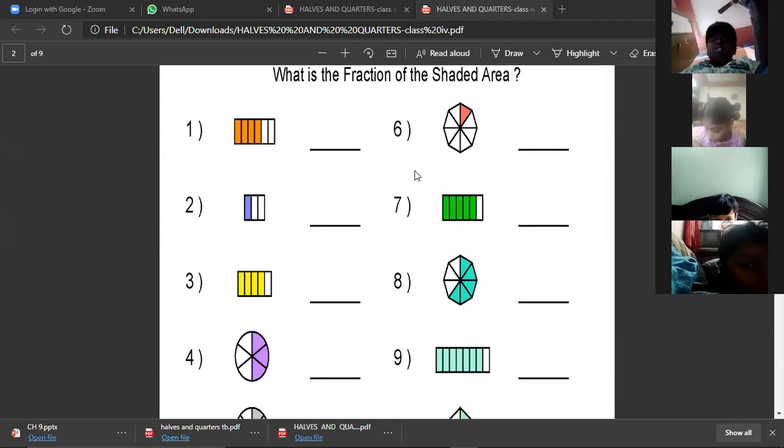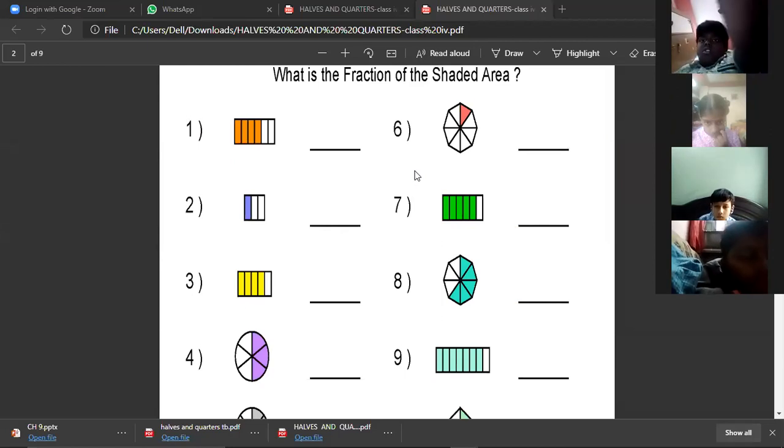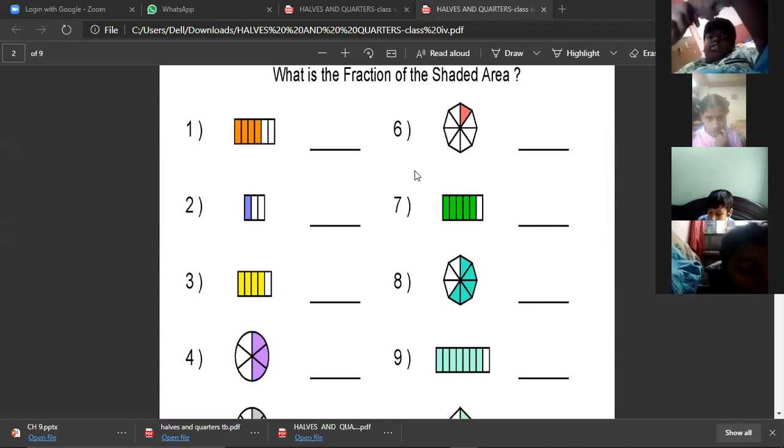Here already some parts are colored. Identify how many are colored, how many are not colored, and the colored one you have to give as a fraction. In the first example, you can see out of 6 small rectangles, 4 are colored. So 4 by 6 is the fraction. That 4 by 6 you can write as 2 by 3 also, because common factors are there. Second one, out of 3 equal parts, only one part is colored.